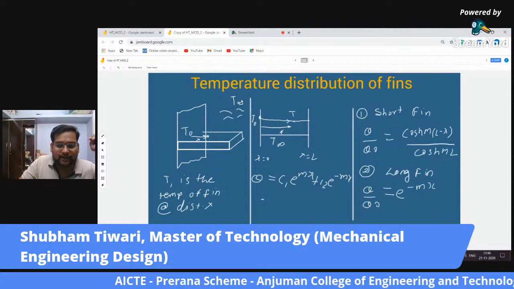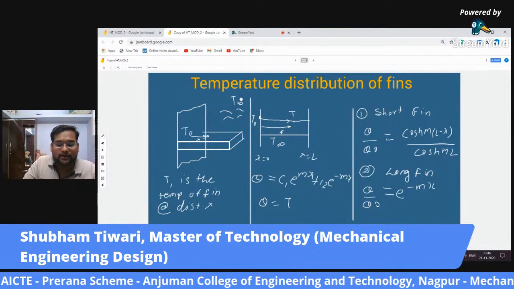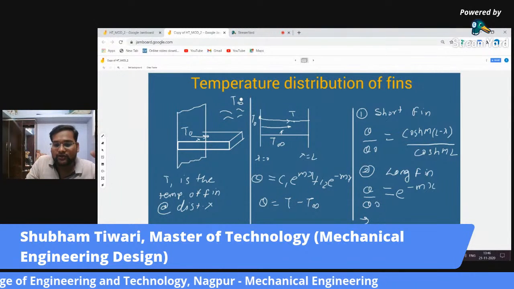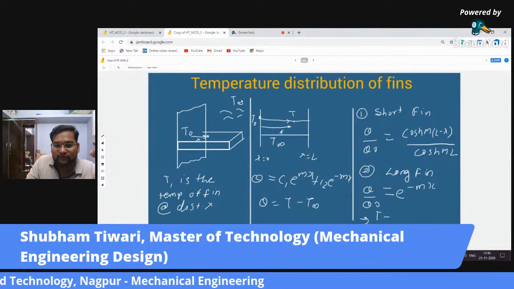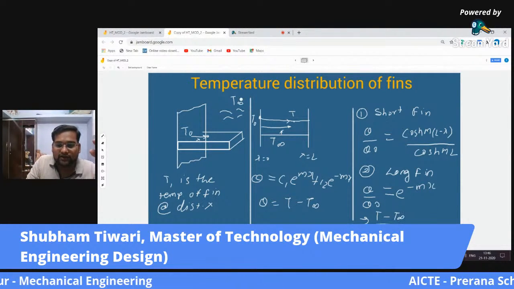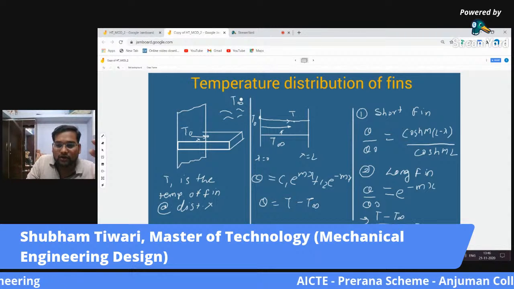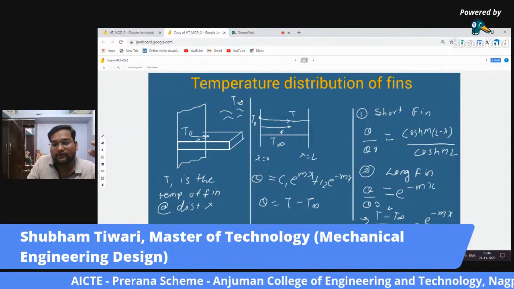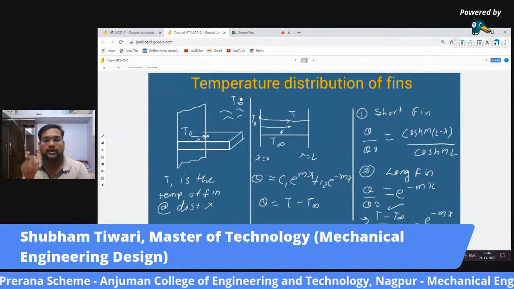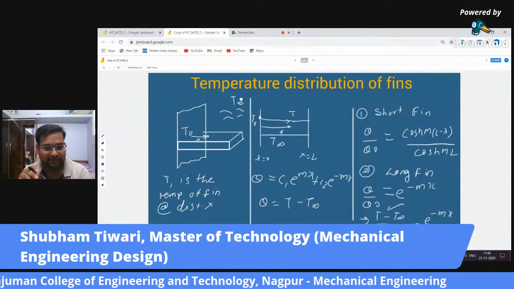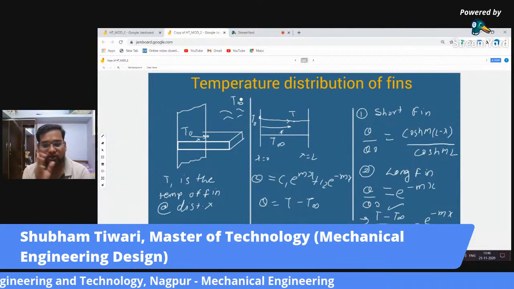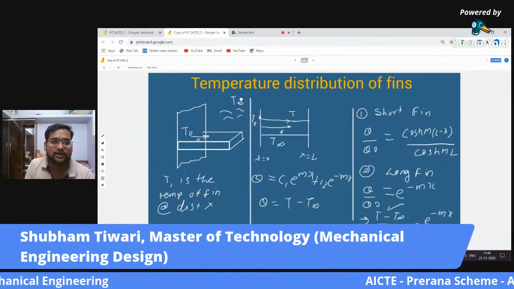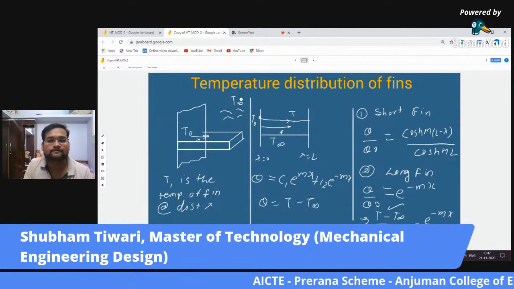By the way, what is theta? Theta is the temperature T at a distance x minus T infinity. So if we know m and x, we can find the value of T, because T infinity is given, T naught is known, and e to the power minus mx. So putting in this value, we can find the value of T. In this way, the temperature at any distance or any point x from the root can be found out. This is why the temperature distribution of fins is necessary.